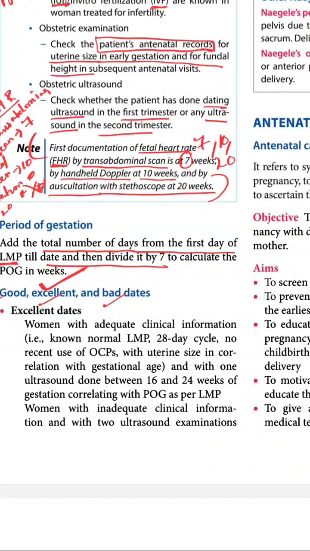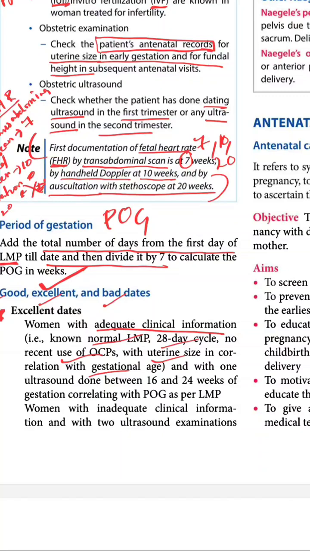So when is the POG going to be excellent? Excellent dates are for women with adequate clinical information, that is, a known normal LMP and a 28-day cycle, no recent use of OCPs, with uterine size in correlation with the gestational size.